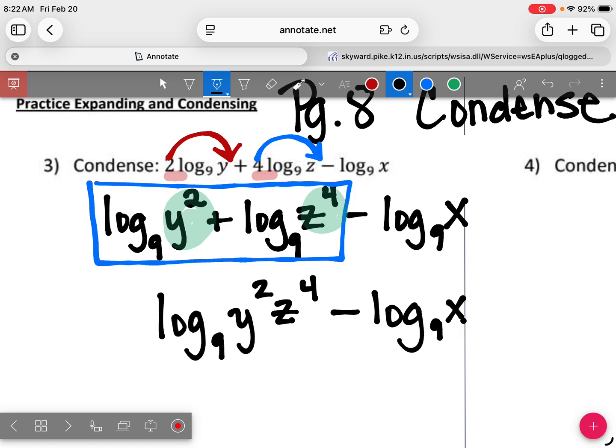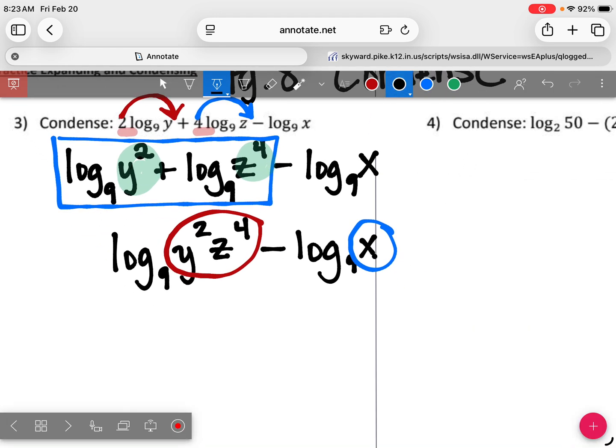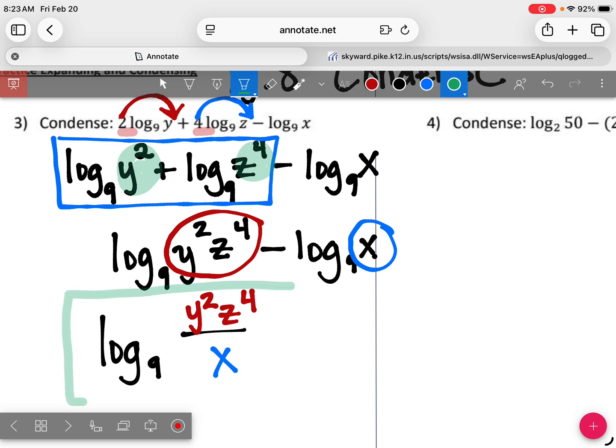All right, now we look for subtraction. Do we have a subtraction sign? Yes. So what that means is that this, because it's in front, I'm going to put this on top of the fraction. And the x, because it's in the back, goes on the bottom of my fraction. So last step, go ahead and make your log, little bitty 9, and then make your fraction. On top of the fraction, you have y squared z to the 4th. And on the bottom of our fraction, we have an x. And that is our final answer.